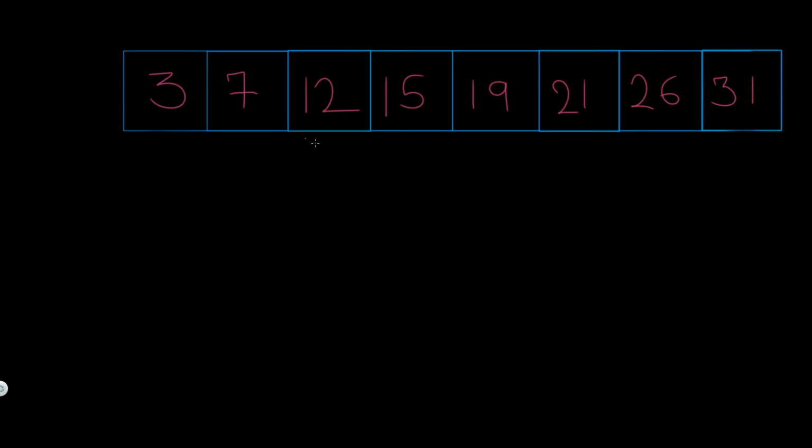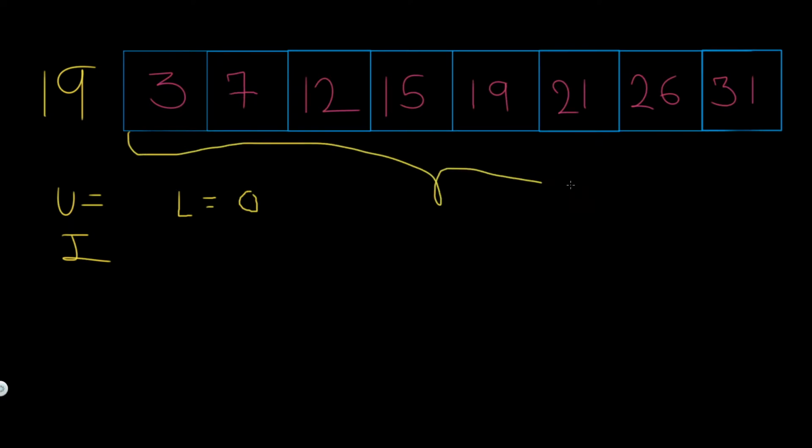So now we have this list, and let's see how the binary search implementation will look. Let's say that we have to find the element 19 from this list. What we will do is define some variables: the first variable will be U, the second variable will be L, and the third variable will be I. The value of L will be 0 initially, and the value of U will be the length of this list minus 1. So this will be the value of U.